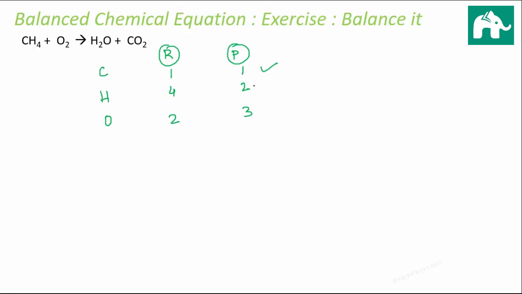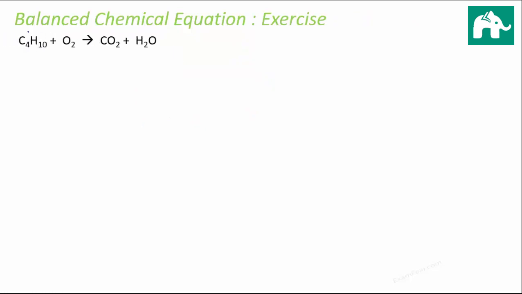So in order to balance that, we multiply by 2 on the product side. Right? So the moment we multiply by 2, we are also altering the number of oxygen on the product side. So that becomes 2 plus 2, that is 4. So now in order to balance oxygen, you need to multiply by 2 on the reactant side. So here we multiply by 2. So now this is a balanced chemical equation. Let's look at the next one.